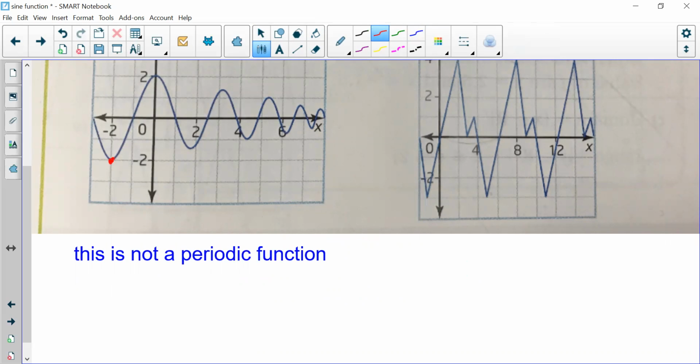Here, I can start down here. I have a y value of -2. It goes up to 2, and then it's down to like -1.5 up to 1.5. I don't see the -2, +2 get repeated in the section of graph that I have. So I'm just gonna say it's not a periodic function. It's fine. So for the next one.